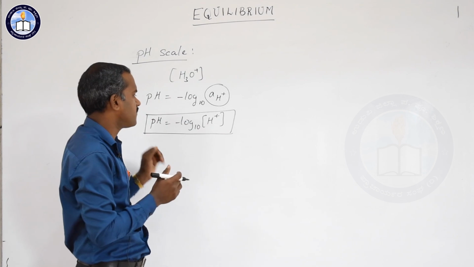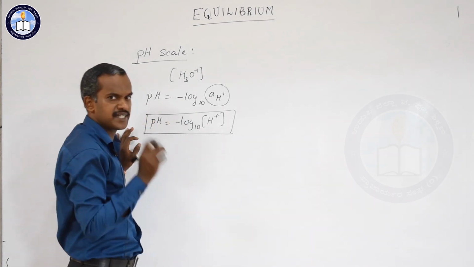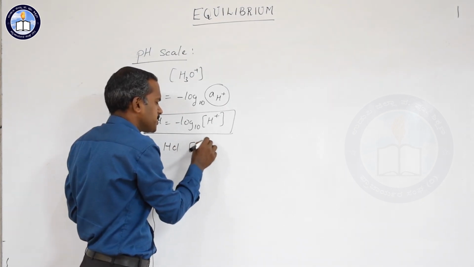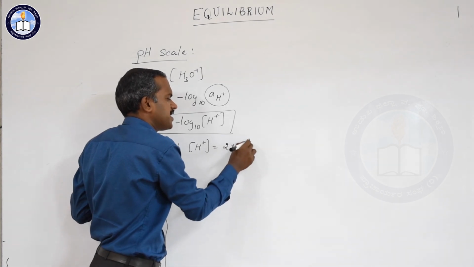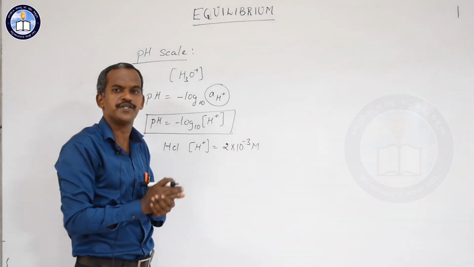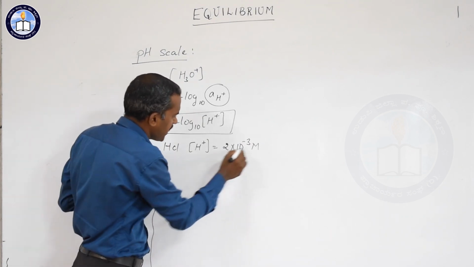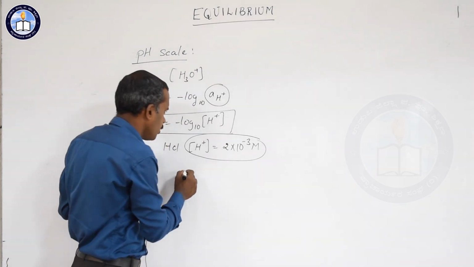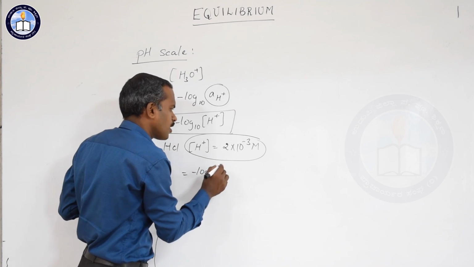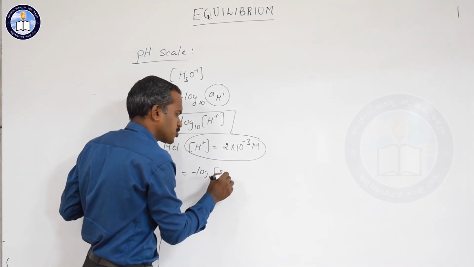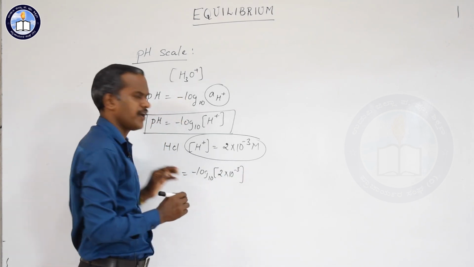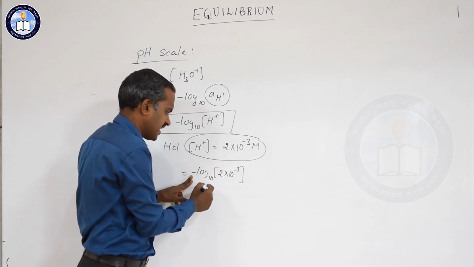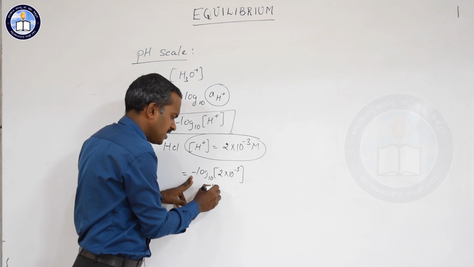How can you calculate the pH of any solution? Say for example an acid like HCl has a H plus ion concentration, maybe it is given as 2 into 10 to the power minus 3 molar. What is the pH of the solution? Suppose the hydrogen ion concentration is given like this, you can easily substitute this in the previous formula. So you can write it as minus log to the base 10 of hydrogen ion concentration, that is 2 into 10 to the power minus 3. Okay, so log AB is equal to log A plus log B. You can simplify, the minus minus cancels, it becomes 3 minus log 2.